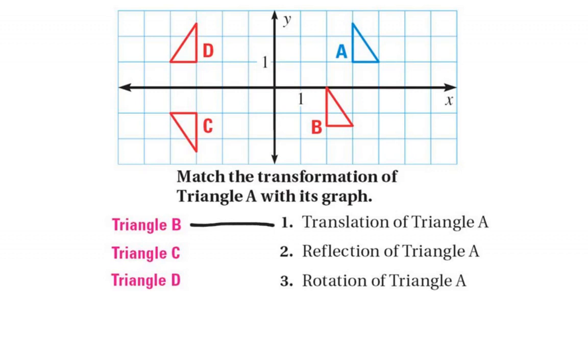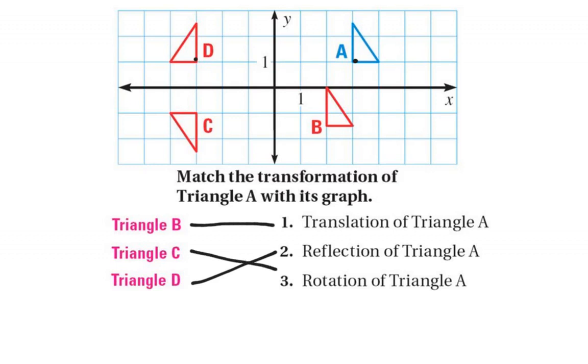D looks like it's a flipped version of it. And it probably got flipped about the y-axis, it looks like, because this corner, where the right angle would be, gets transformed to be over there, which is the same distance away from the y-axis. So I'm guessing the y-axis was the line of reflection, and D is a reflection of triangle A. By process of elimination, we could probably assume that C is a rotation of triangle A.